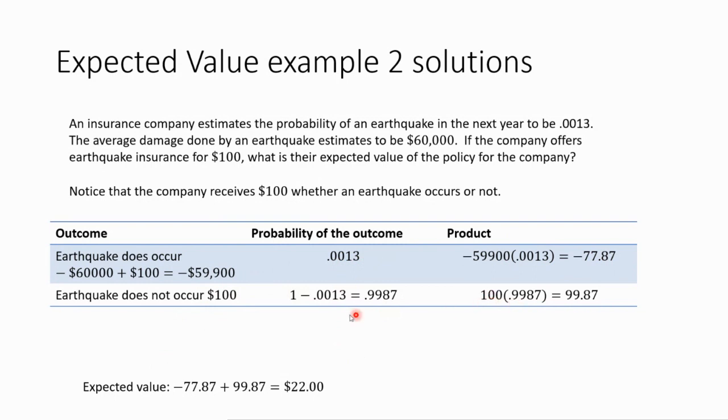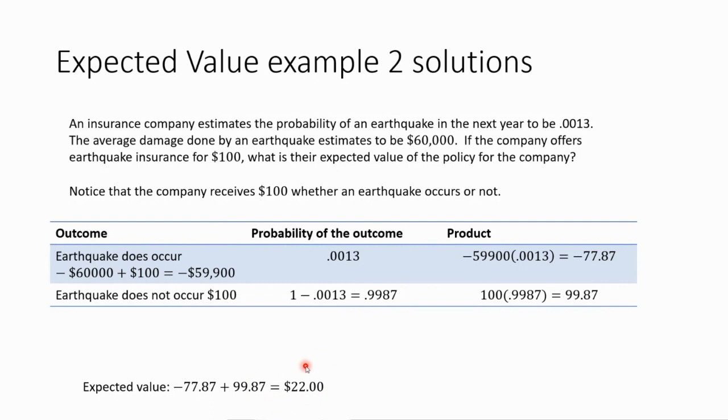So now we just multiply the two. They win 100 times 0.9987. You get 99.87. You add up the two products, you get $22. So for the company, they should sell this policy, because in the long run, from each person, they're going to gain $22. That's what this is saying. So this policy is good for them. Okay, good. So we have that.